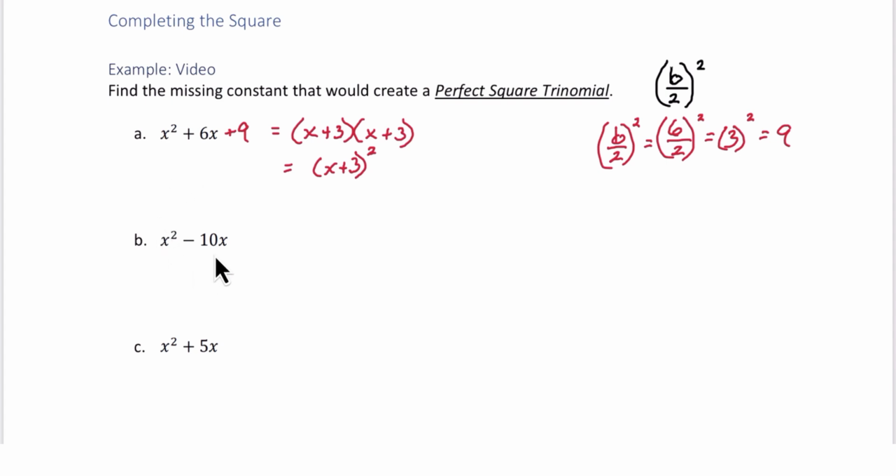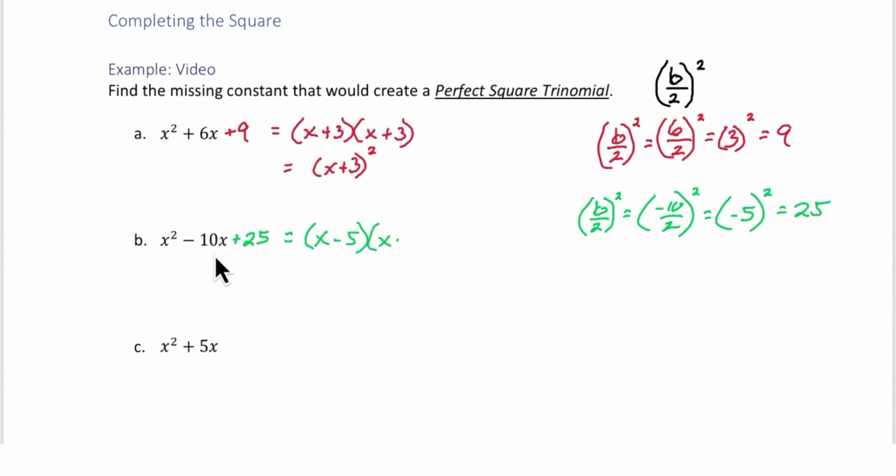In our next example, b is negative 10. So b over 2 squared is negative 10 over 2 squared. That is negative 5 squared, which is 25. So we'll add 25 to create the perfect square trinomial. Notice, if we factor this, we get x minus 5 times x minus 5. Again, we get two identical factors. We'll simplify that to x minus 5 squared.